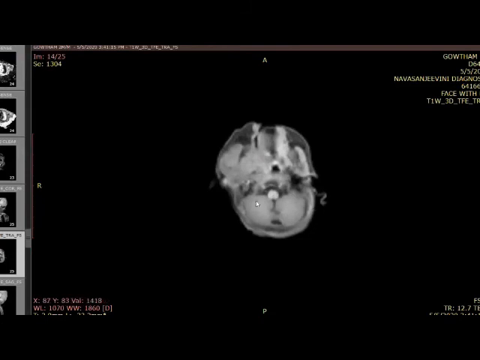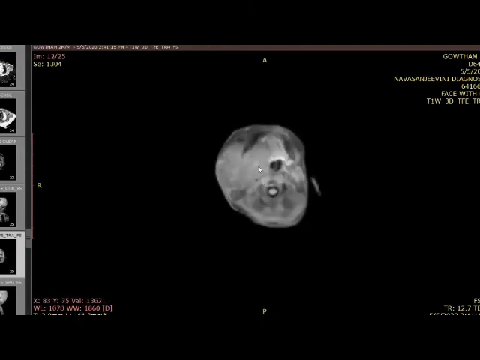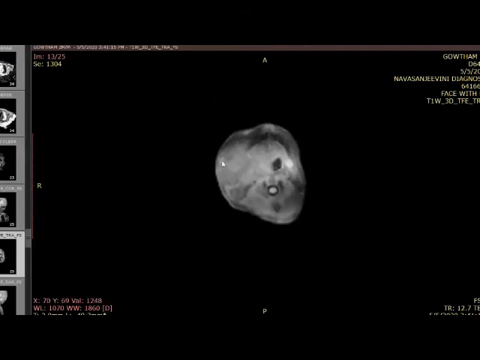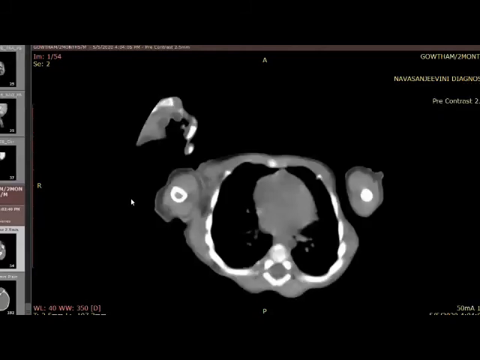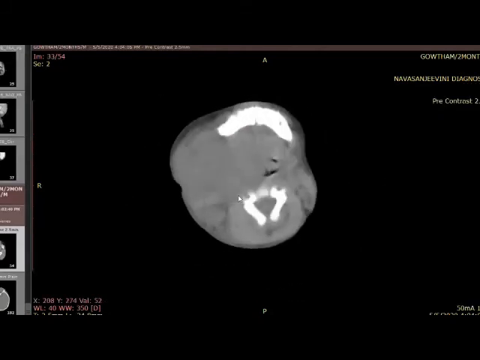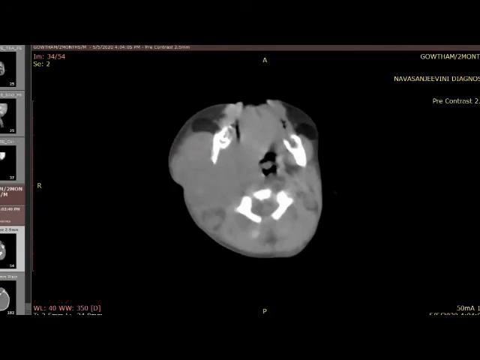And this is a contrast MRI axial section showing that the lesion has heterogeneous enhancement. And going back to CT, here we can see that there's no evidence of any bony erosion.